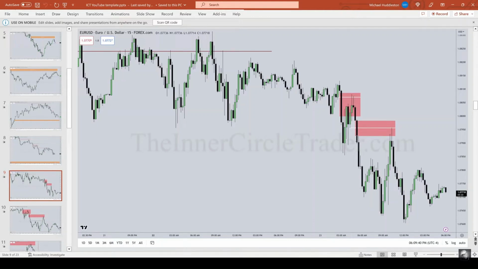Then we have price break aggressively lower again, moving below this low. We have another inefficiency. Buy stops were taken here. Here's another model 2022. Fair value gap, trades up into it. The low of that candle.